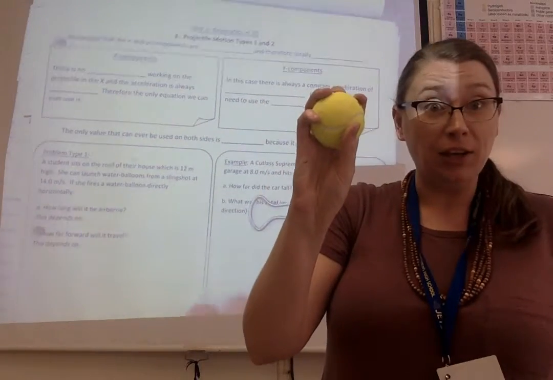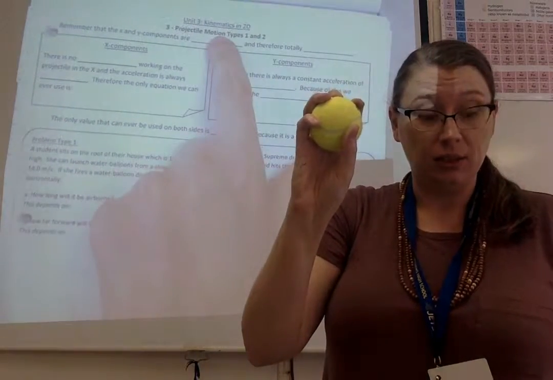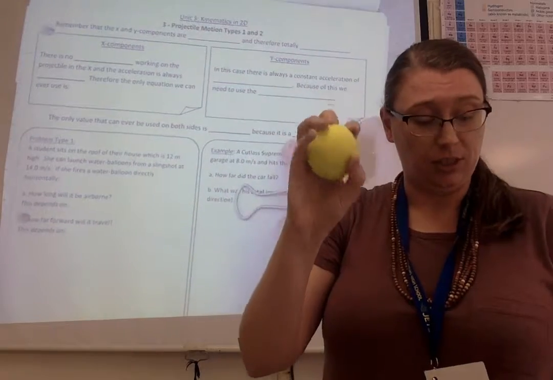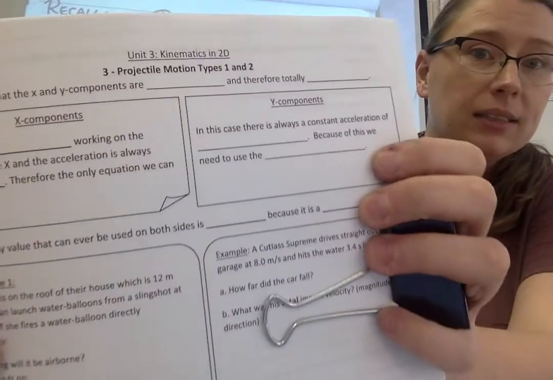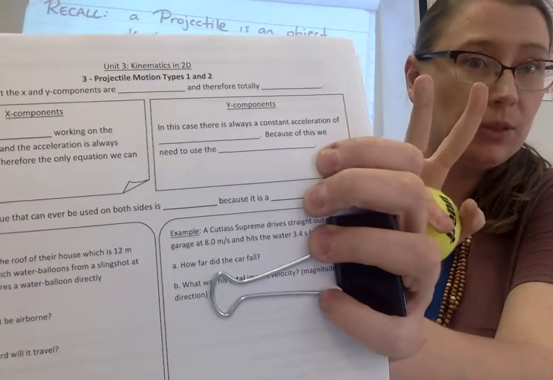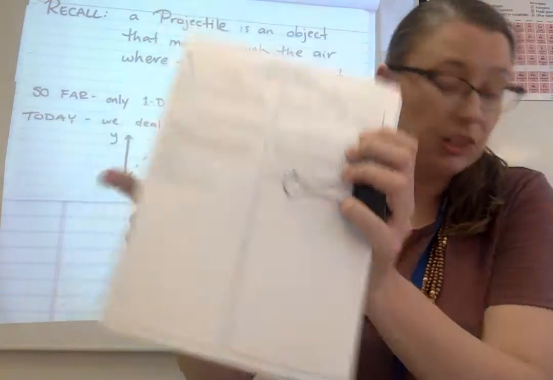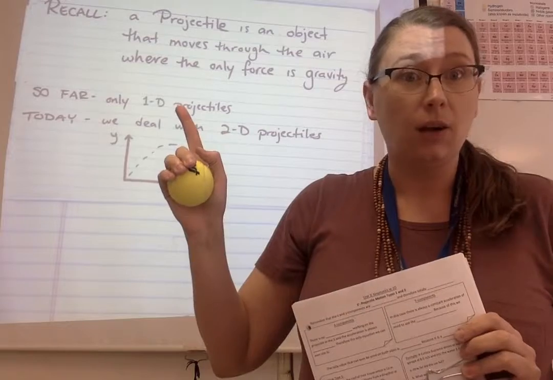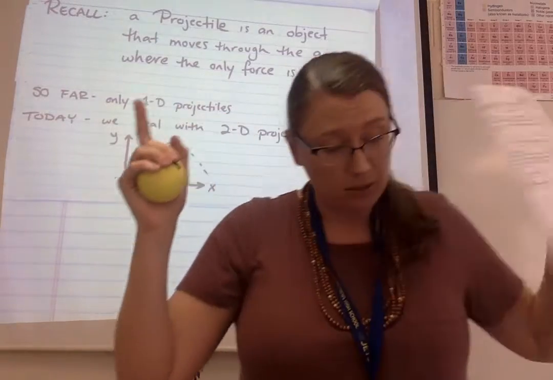Alright, so what I'd like you to do is use this worksheet to follow along in the notes. It says Unit 3, Kinematics in 2D, 3, Projectile Motions Type 1 and Type 2. So follow along. The parts that are in green are the parts you're going to need to write down. So let's start.